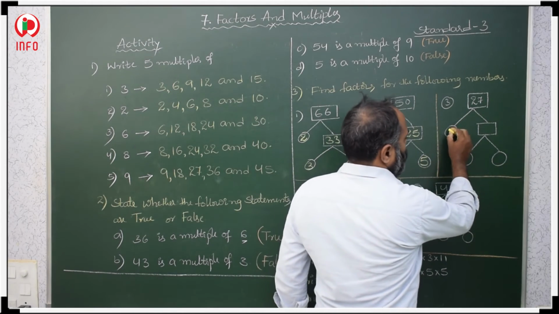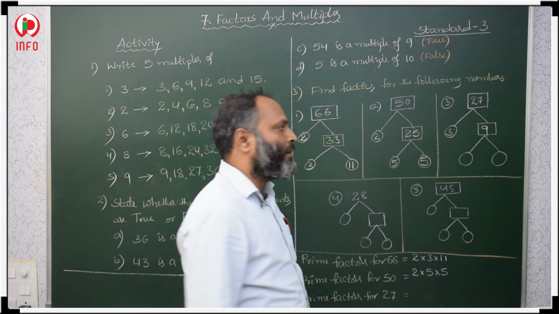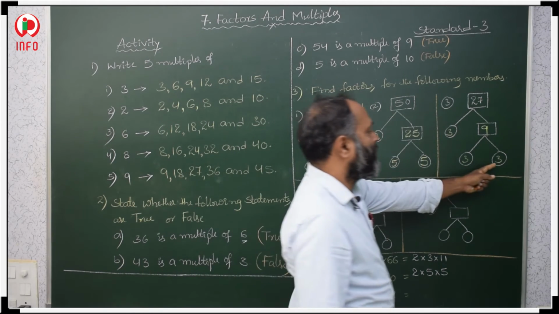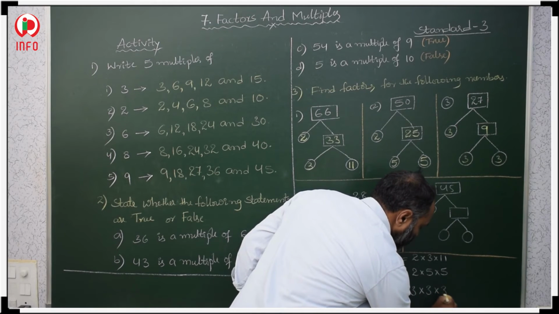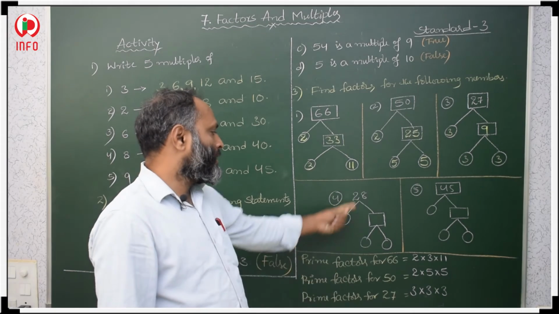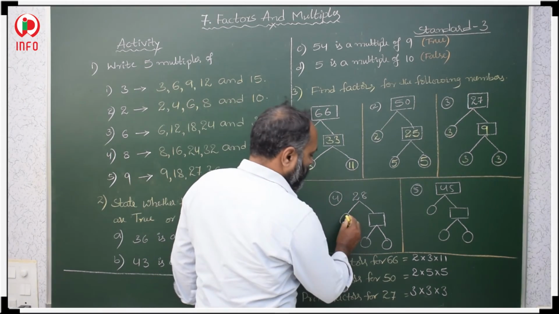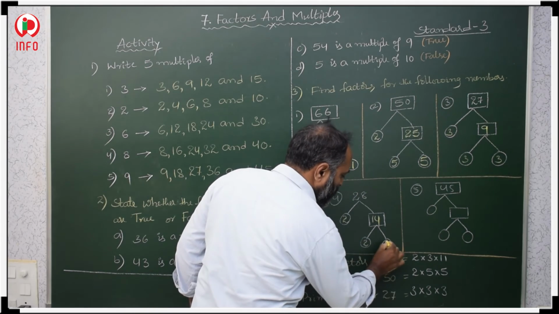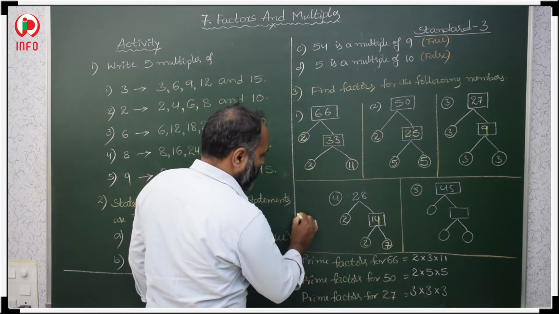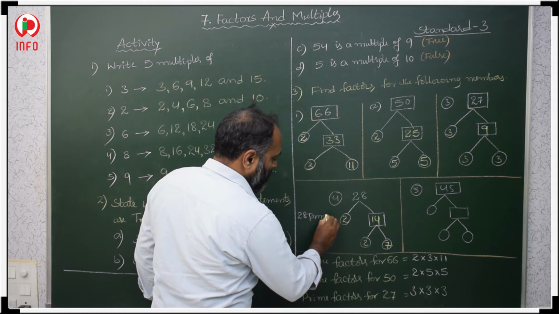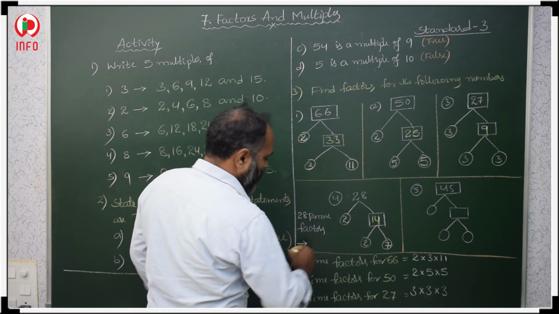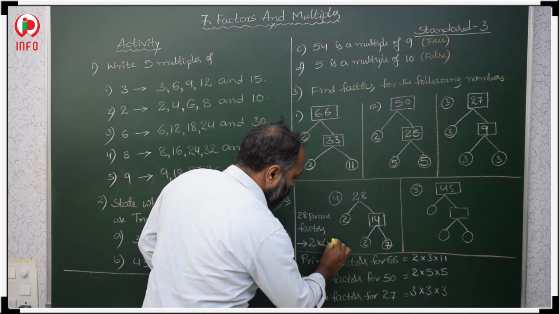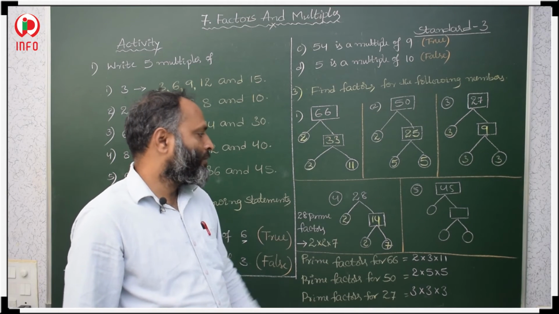Now, 27. 3 9s are 27, and again this 9, 3 3s are 9. Then the prime factors of 27 are 3 into 3 into 3. Now, this one, 28. 2 14s are 28, then 14 means again 2 7s are 14. Then the prime factors of 28, write 2 into 2 into 7. 4 7s are 28.